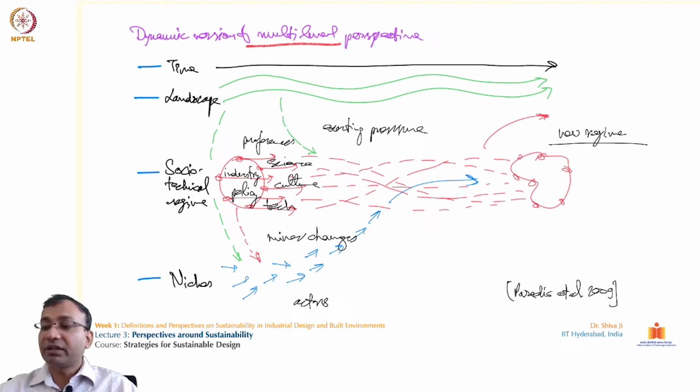On the third one, here you see several small terms given, for example industry, science, culture, market and user preferences, policy and technology. All of these have certain bearing on the evolution of material culture and product culture in any given place, and on the overall sustainability, because product culture itself is directly related to sustainability and how it is going to be.